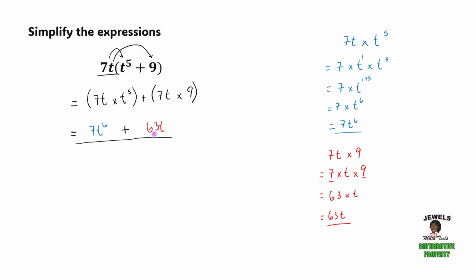Okay, so there you have it. We just simplified another expression using a coefficient outside of our parentheses with like terms inside the parentheses and using our laws that govern our exponents.